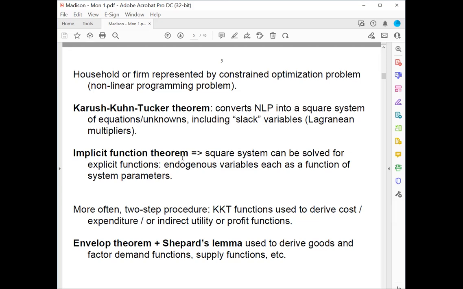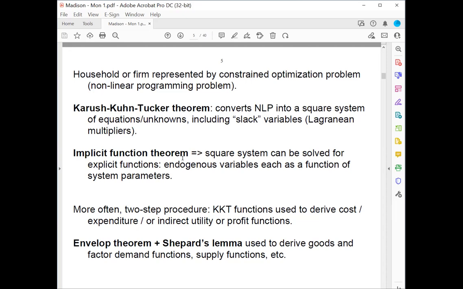The envelope theorem and Shepard's lemma is extremely useful, as you're going to see today. For a household or a firm, once you solve for a cost function, you can directly solve for the demand function, firm's demands for capital and labor, say, or a household's demand for goods, because they are just a derivative of the cost functions based on Shepard's lemma. And everyone has this.